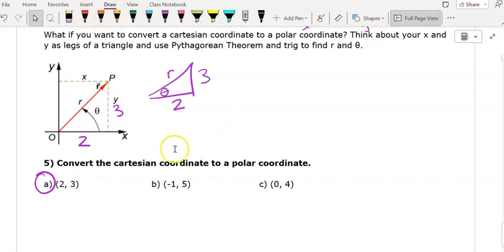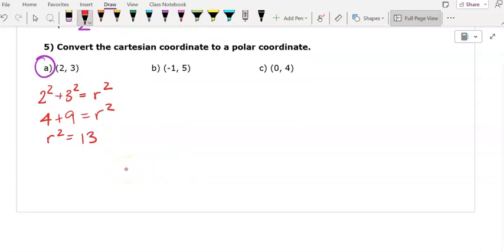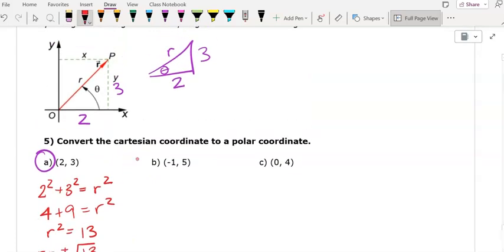So I would go ahead and do my Pythagorean theorem, where I would say that I have 2 squared plus 3 squared equals r squared. So that's going to get me 4 plus 9 is equal to r squared. So I'm going to have r squared is equal to 13, right? So if I solve for that, I square root both sides, and I get r is equal to plus or minus the square root of 13. But our r is going to be positive here. So it's just the square root of 13, okay? So that's what I get, square root of 13 right here.